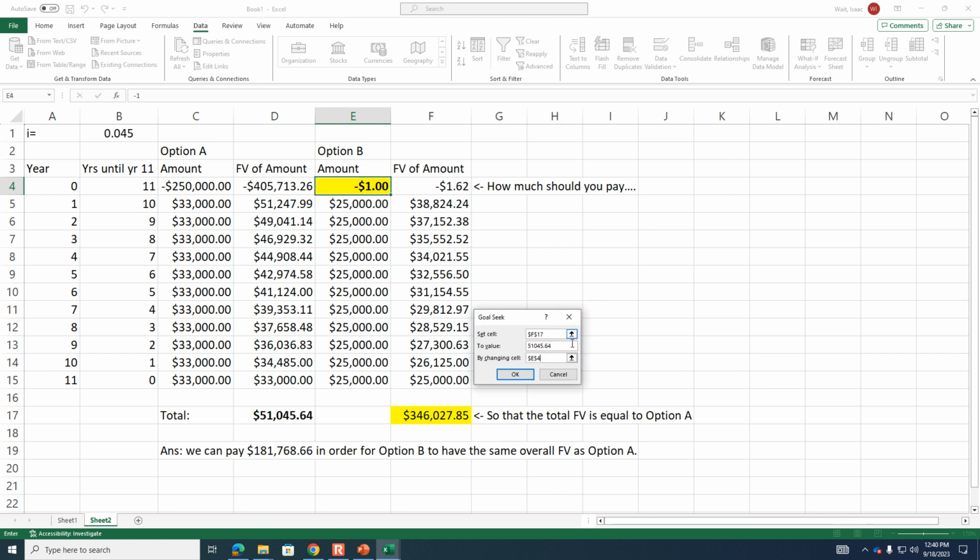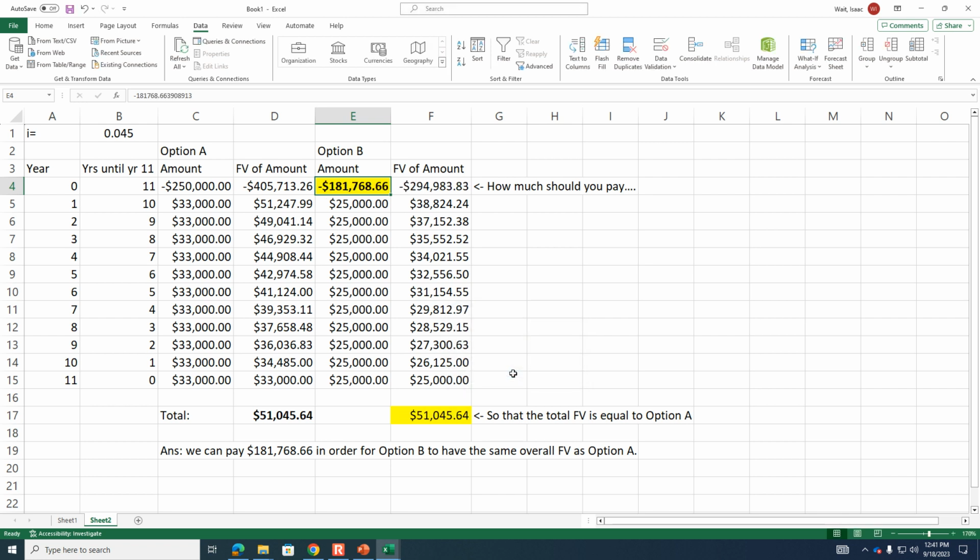And as soon as I click on OK, it's going to start changing the purchase price over and over, many, many times, until it sees that the target cell, F17, is equal to the objective that I've typed in of 51,045.64. So it's making the changes, and it finally stops at 181,768. All right.